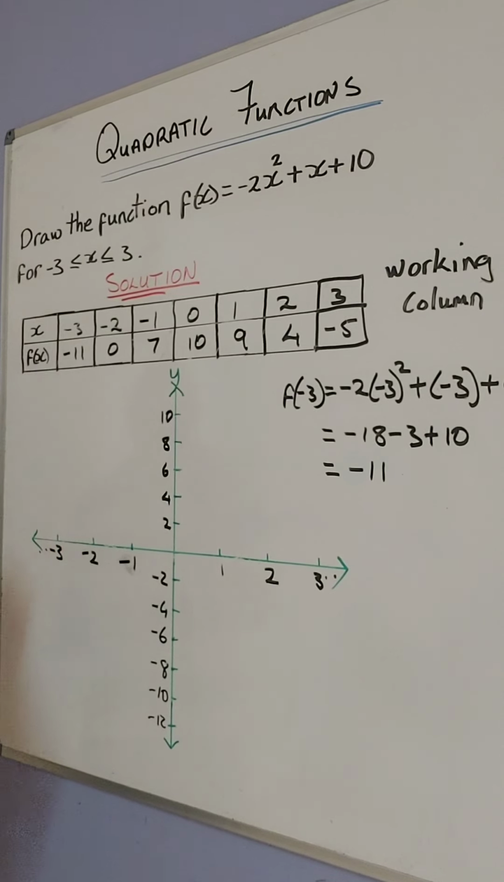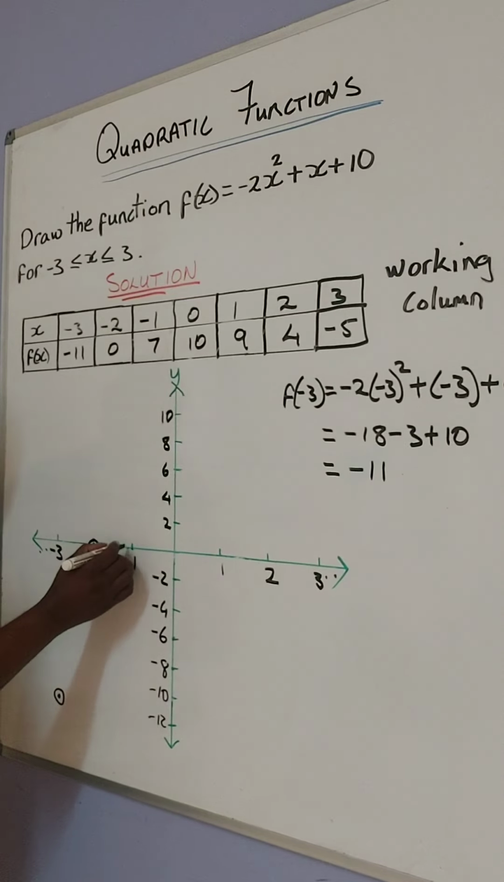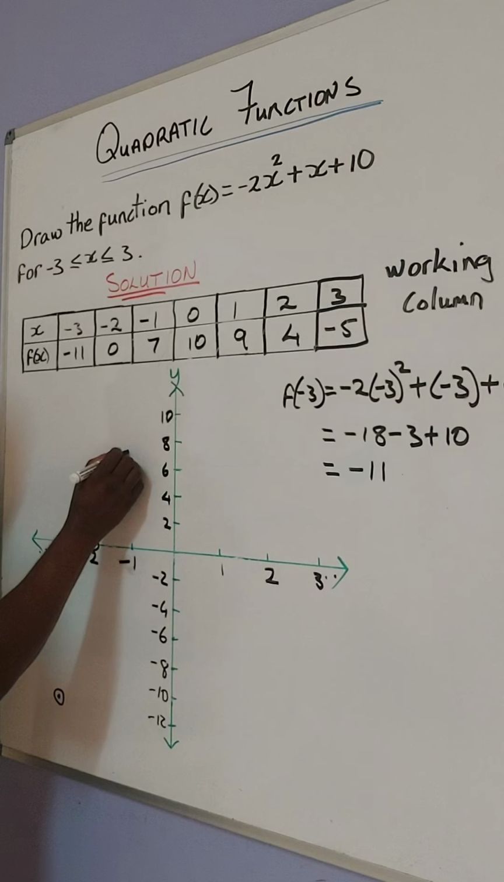We have negative 3, negative 11. Negative 3 is on the x, negative 11 on the y. So negative 11 would be between negative 10 and negative 12. That is about this point here. So this is the point that represents negative 3, negative 11. The next point is negative 2, 0. Negative 2, 0 is this point here. The next point is negative 1, 7. Negative 1, 7 is between 6 and 8.